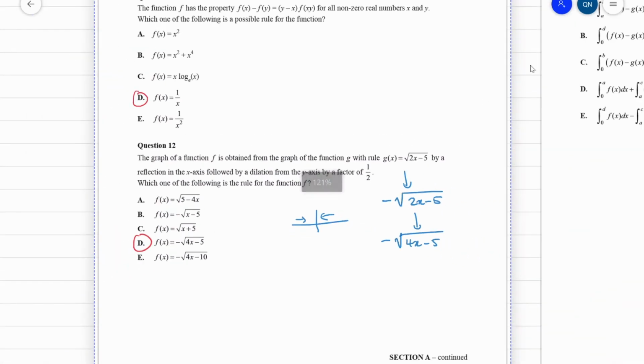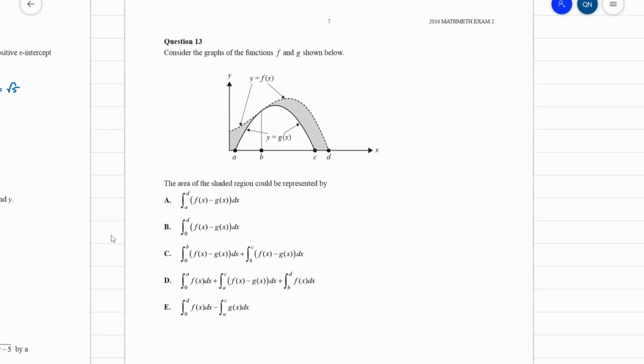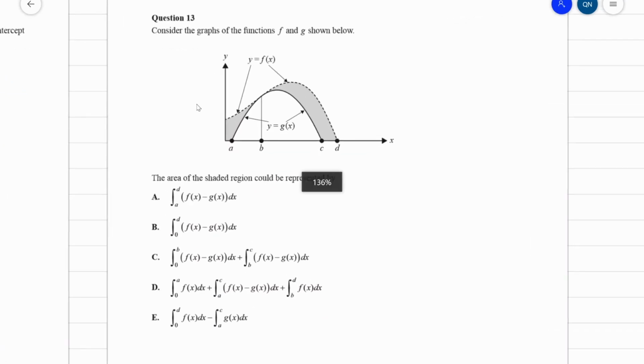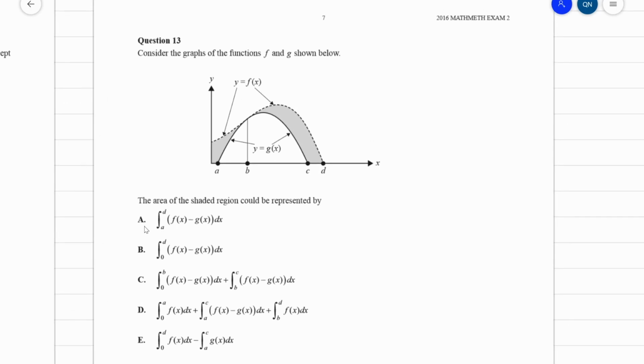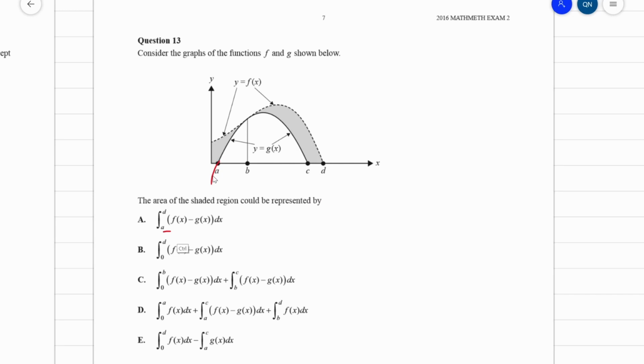Question 13, what do we have? We want to find the area of the shaded region. So I guess let's just look through the options. The integral from a to d of f minus g wouldn't be it, because f minus g extends down here. If you do the integral from a to d of the difference of two functions, you're trying to find the area between two curves, which also includes maybe this area down here. So A is not it.